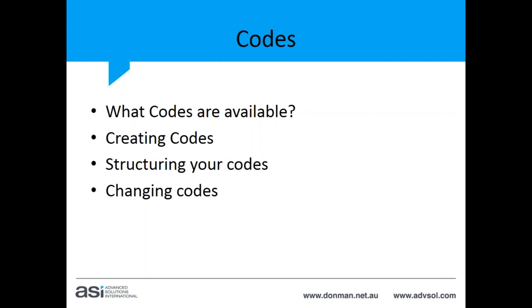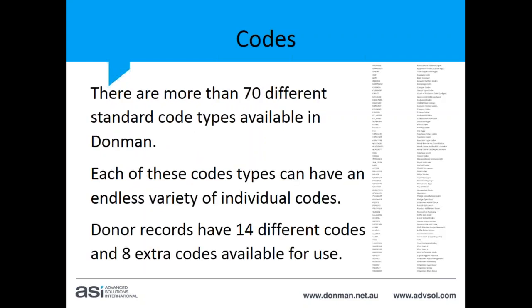So changing an individual record, of course, is very easy. You can do that on the person's record. But if we wanted to change a whole lot of codes in bulk, because we just said, look, our structuring wasn't as good as it could have been, and we want to restructure the whole thing, then we can certainly do that within Donman.